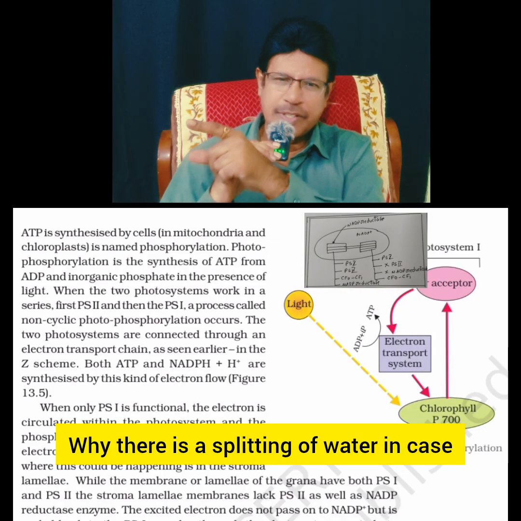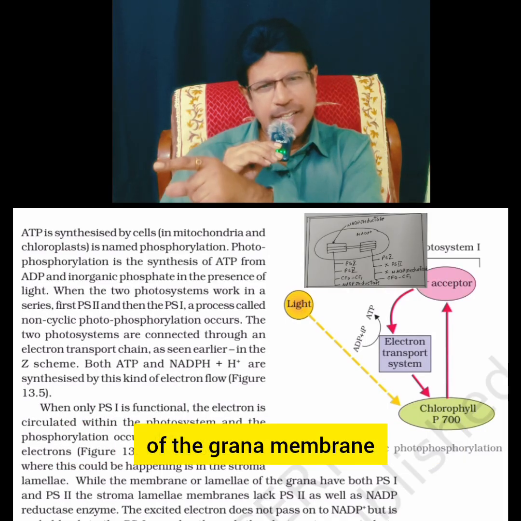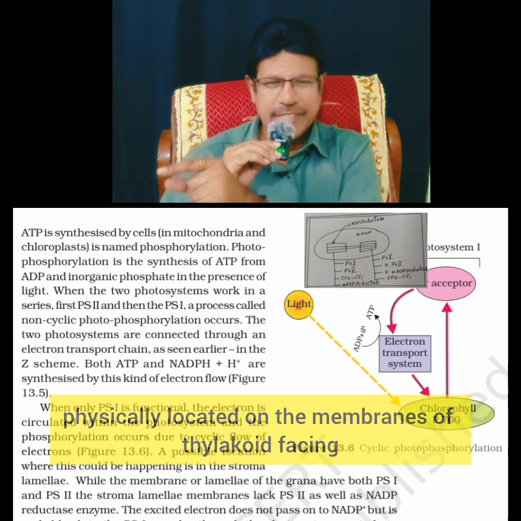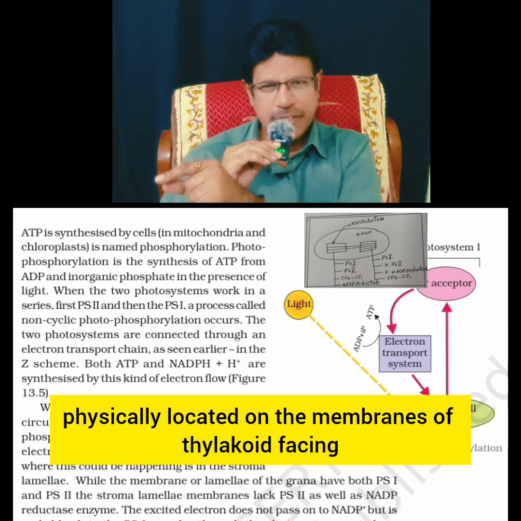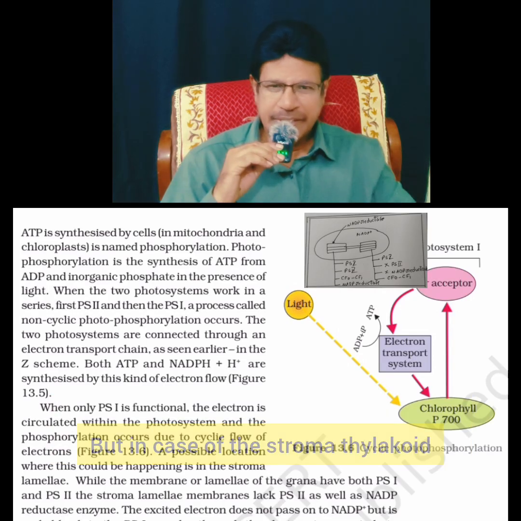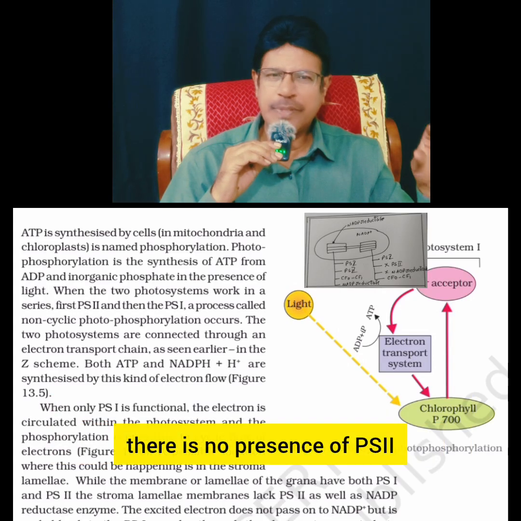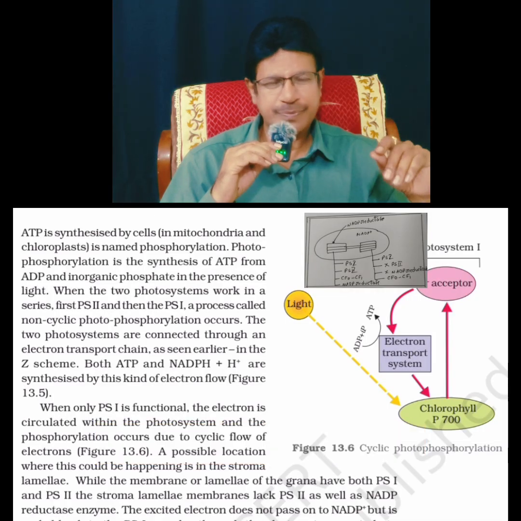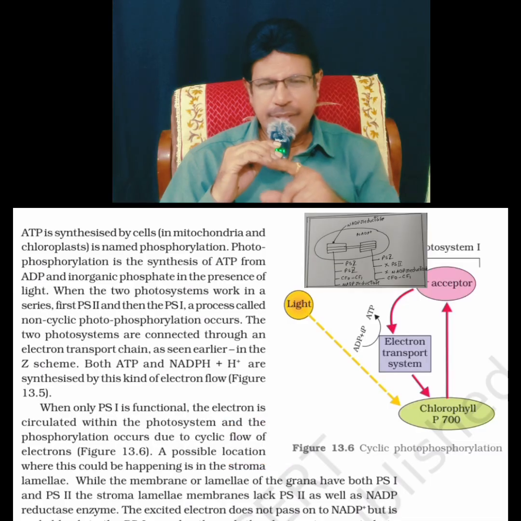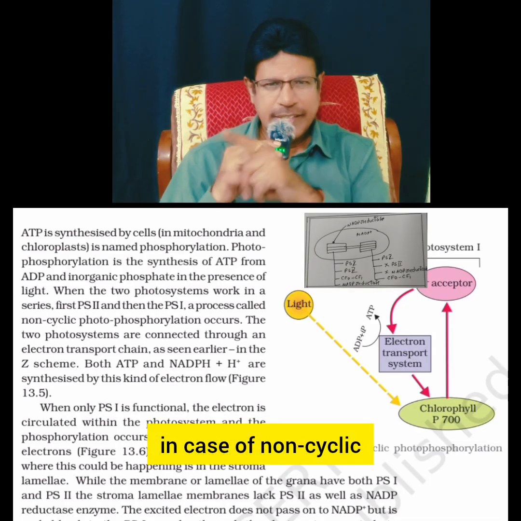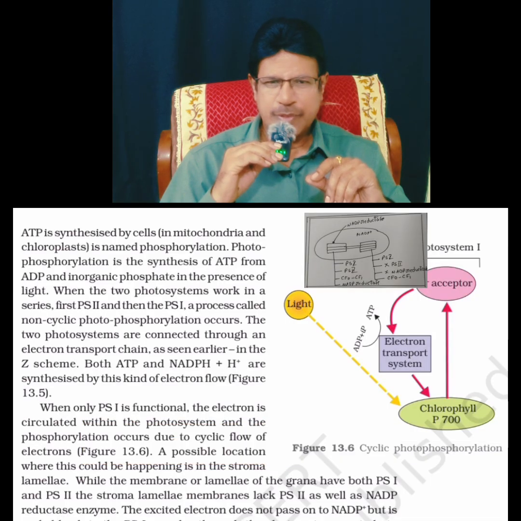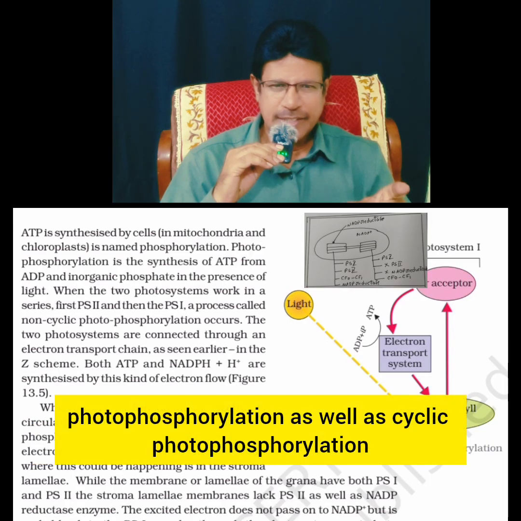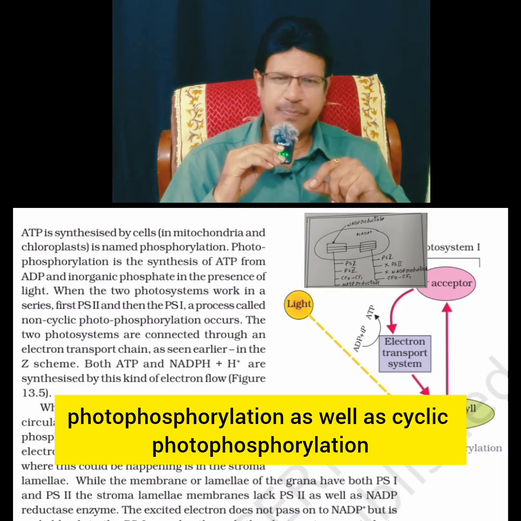Why is there splitting of water in the grana membrane? Because of the presence of PS2, physically located on the thylakoid membranes facing the lumen. But in the stroma thylakoid, there is no PS2, no splitting of water, and no evolution of oxygen. These are the differences between non-cyclic and cyclic. So overall, the phosphorylation is non-cyclic photophosphorylation as well as cyclic photophosphorylation.